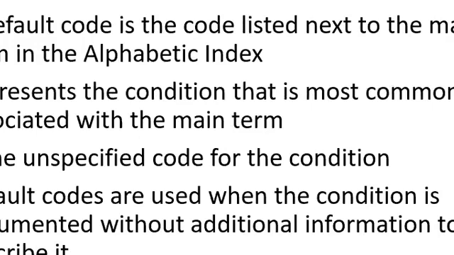The default code is the code listed next to the main term in the alphabetic index. It represents the condition that's most commonly associated with this main term. It's also the unspecified code for this condition. These default codes are used when the condition is documented without any other additional information to describe it.